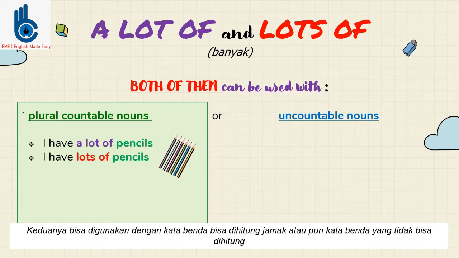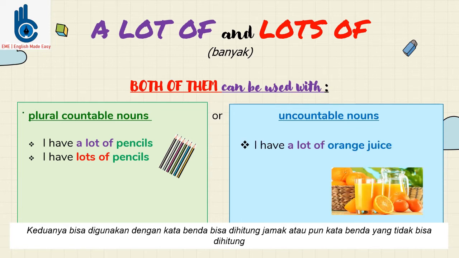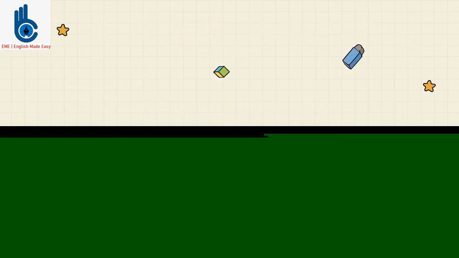A lot of and lots of bisa juga diikuti dengan uncountable nouns. For example, I have a lot of orange juice. Atau bisa juga menggunakan I have lots of orange juice. Jadi, kedua quantifier ini bisa digunakan baik untuk benda yang bisa dihitung maupun benda yang tidak bisa dihitung.